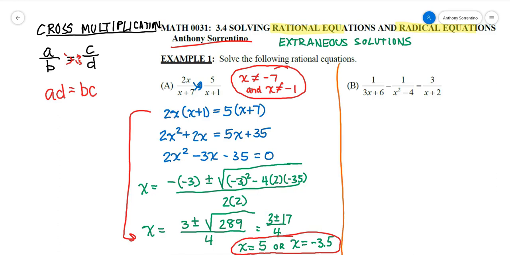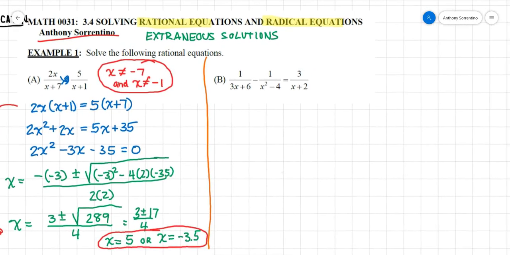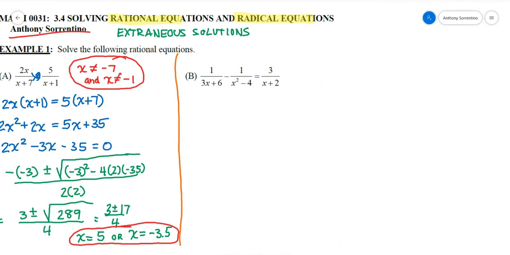B, slightly more challenging. The reason why B is slightly more challenging is because I am not ready at this stage to handle cross multiplication. I don't have a single fraction on one side equaling a single fraction on the other. I do have a single fraction on the right. That's good. I do not have a single fraction on the left. So for me to get a single fraction on the left, I have to find common denominators.